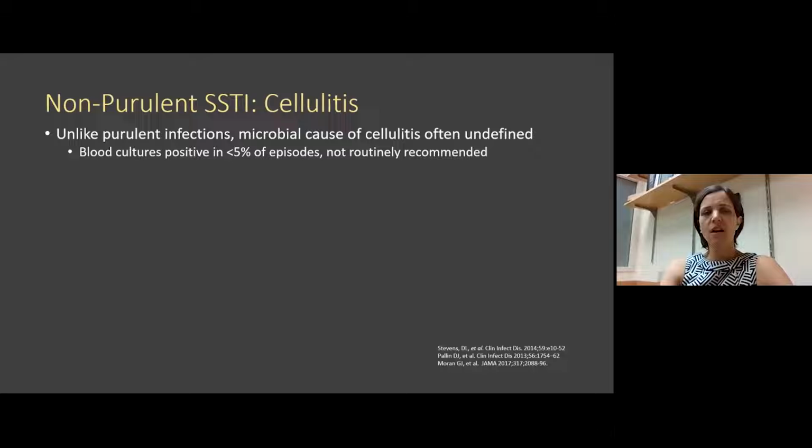So let's move on and talk about non-purulent skin and soft tissue infection, or cellulitis. Unlike the purulent infections, the microbial cause of cellulitis is often undefined. Blood cultures are positive in less than 5% of the episodes, so guidelines do not routinely recommend that you check them for all uncomplicated cellulitises.